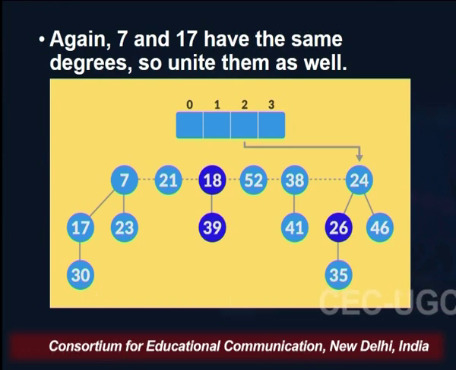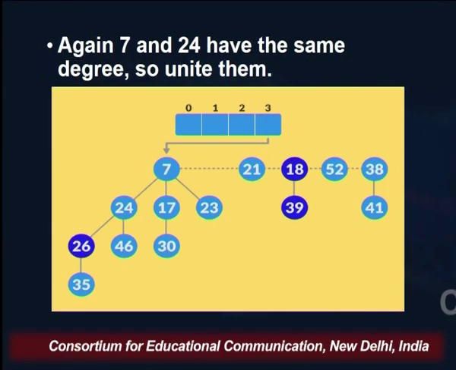And now the new structure, if you can see, is shown on the screen. So, 7 with its 2 children 17 and 23, 21 with 0 children, 18 with 1 child, 52 with 0 children, 38 with only 1, and 24 with 2 children. Now, here there are 2 trees with degree 0, 21 and 52, 2 trees with degree 1 which are 18 and 38, and then 2 trees with degree 2 which are the trees rooted at 7 and 24.